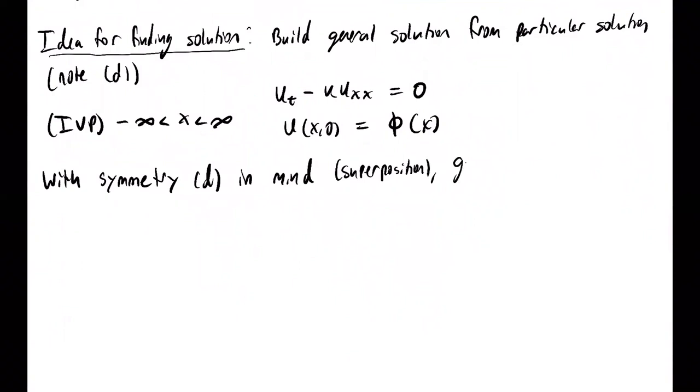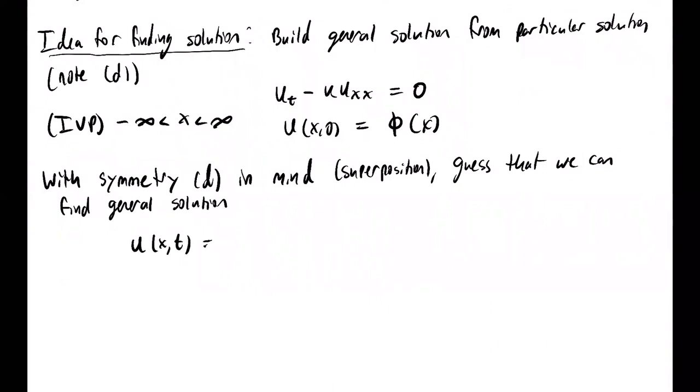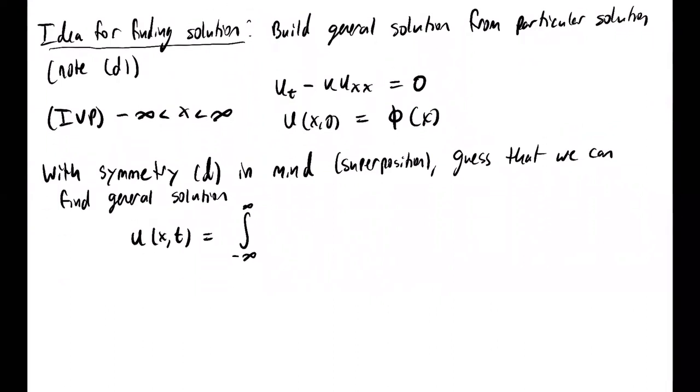What we're going to do is guess that we can find a general solution in this integral form. Right, so we're going to guess that I can always solve the diffusion equation by writing my function u as some integral from minus infinity to infinity of some special function, which I'm going to call S of x minus y comma t, integrated against some other function g, right? Where S is a special solution to the diffusion equation.